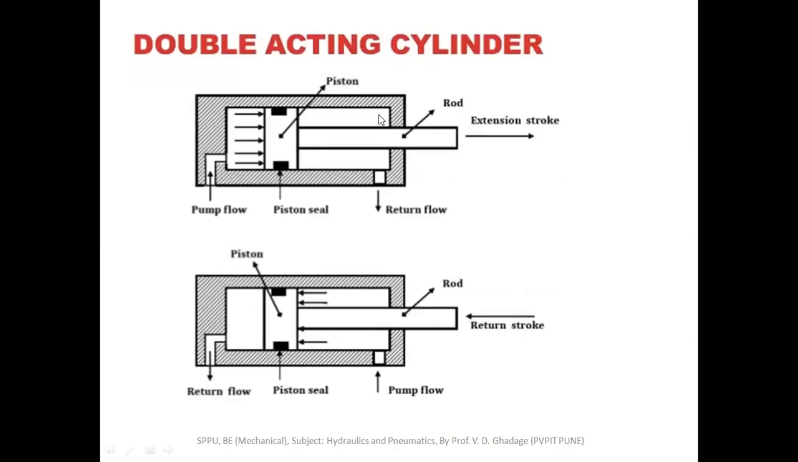So double acting cylinder, this is piston rod on one side. So pump flow in that direction. So pressure applies on these pistons: piston seal, piston, rod, extension stroke, and return stroke. Then the piston moves in this direction, extension. This is return stroke. See, pump flow in that direction and return flow in that direction. So this is the return stroke.